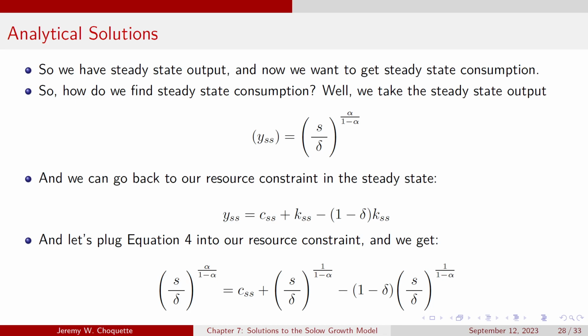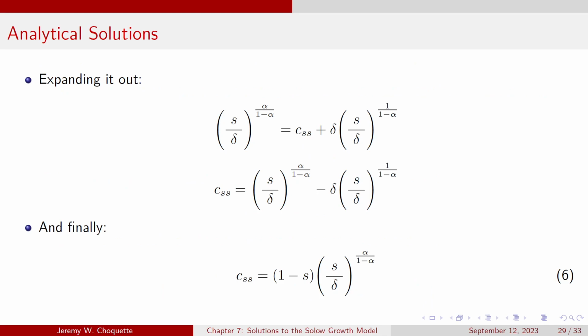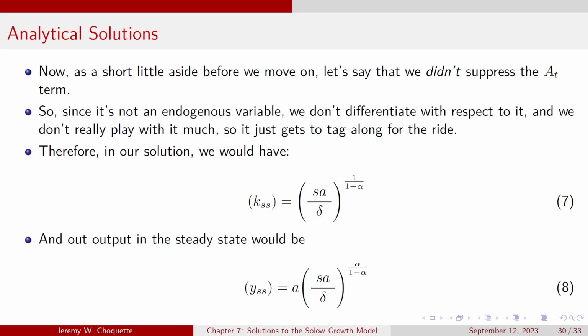So all I did was anywhere you see a K_ss, I just plugged in s over delta to the power of 1 over 1 minus alpha. Work through some stuff, expand some things out. What I get is steady state consumption equals 1 minus s times s over delta to the power of alpha over 1 minus alpha. Now, as a short little aside, let's say I didn't suppress that A term. What would I get? Well, I would get s times A over delta to the power of 1 over 1 minus alpha for steady state capital. And then steady state output would be A times s times A over delta to the power of alpha over 1 minus alpha.